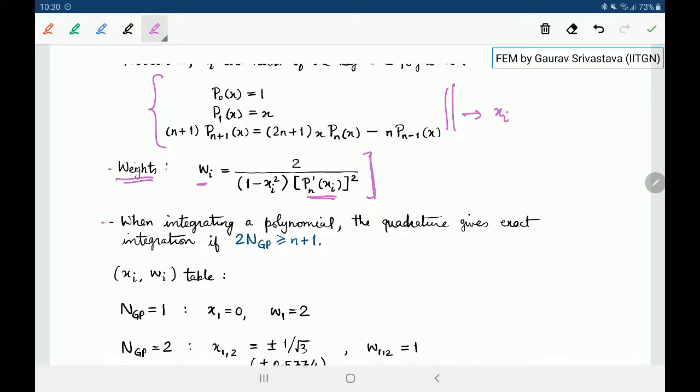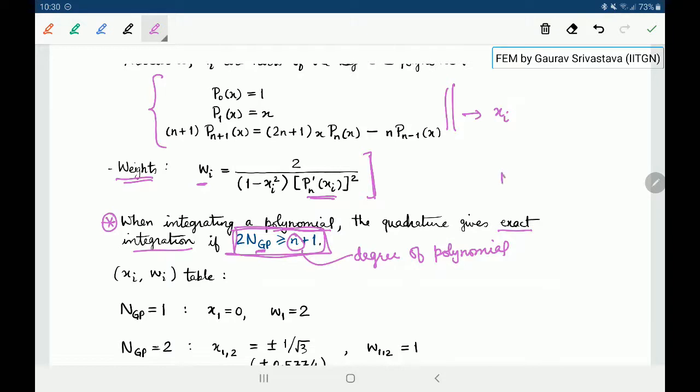One of the interesting features of this method is that when we are integrating a polynomial using Gauss quadrature, it will give exact integration results if the number of Gauss points is chosen in this way, where n is the degree of the polynomial being integrated, and NGP is the number of Gauss points we choose.